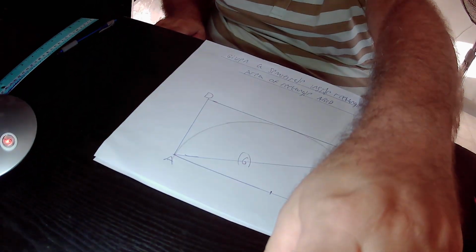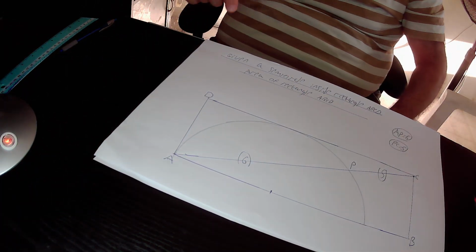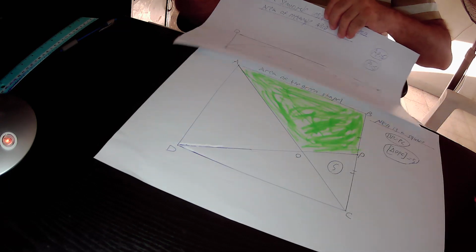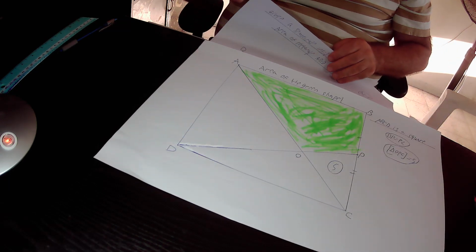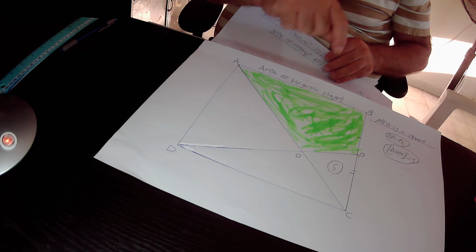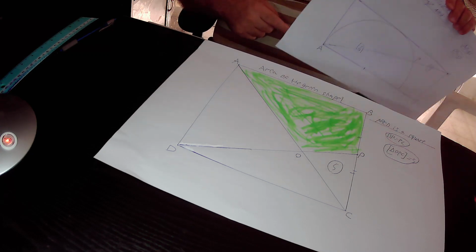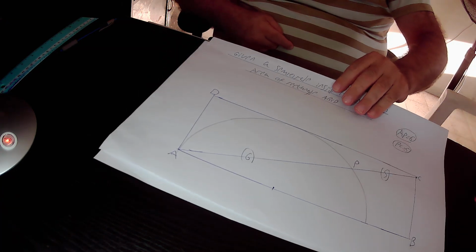And now in this lecture we'll answer two questions. In the first question we find out the area of this rectangle ABCD, and in the second question we find out the area of this green shape that is inside square ABCD. So we start with the first question.